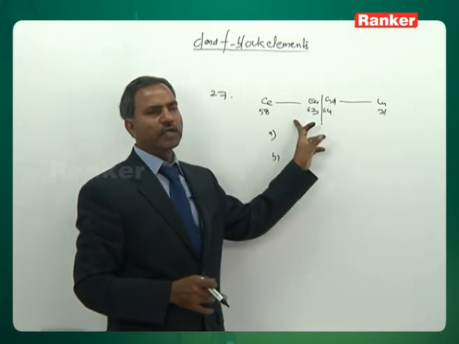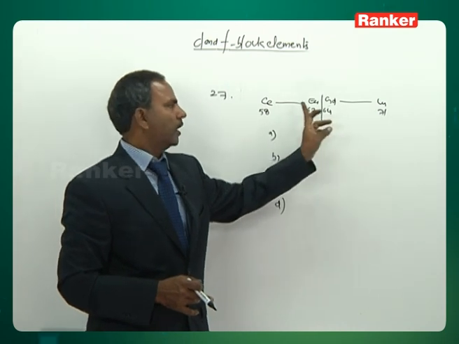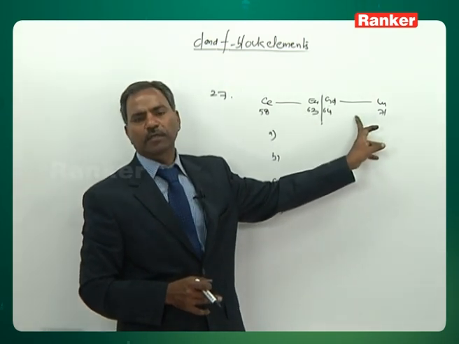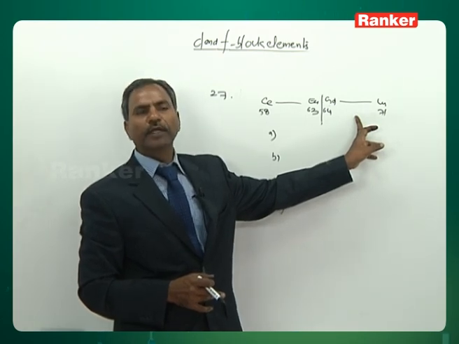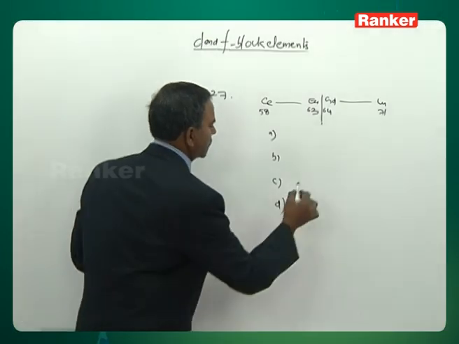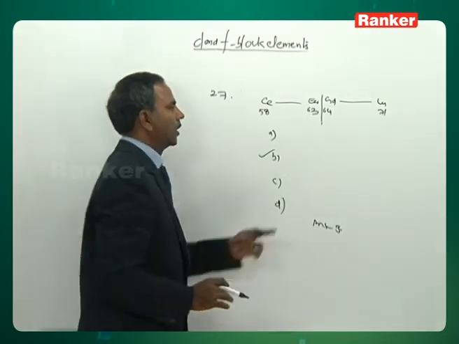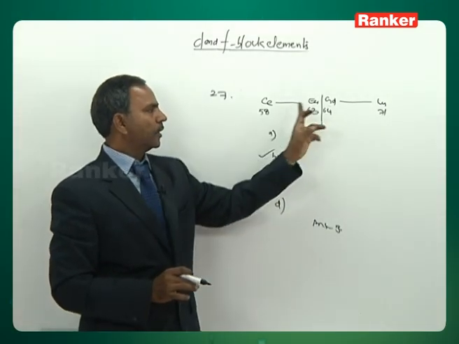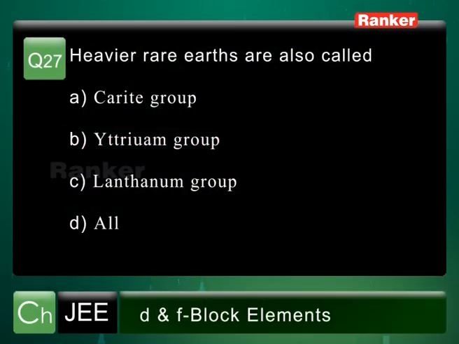The lighter lanthanides are generally known as the cerite group of elements. And the second half, the heavier lanthanides, are known as the yttrium group of elements. But what is the question there? Heavier rare earths are also called the yttrium group. So the answer is B. Option B is correct. Heavier rare earths, yttrium group; lighter rare earths, cerite group. So this is the answer to this one.